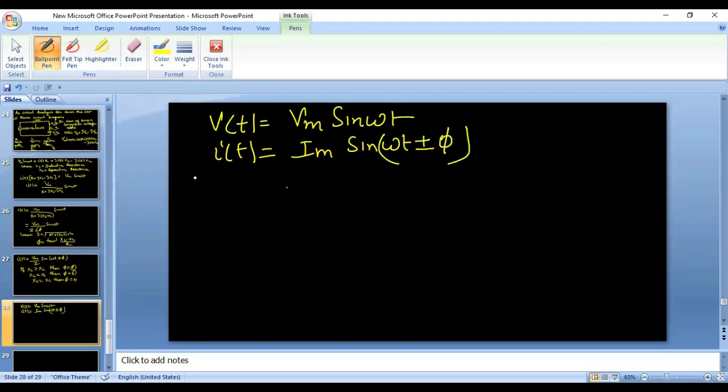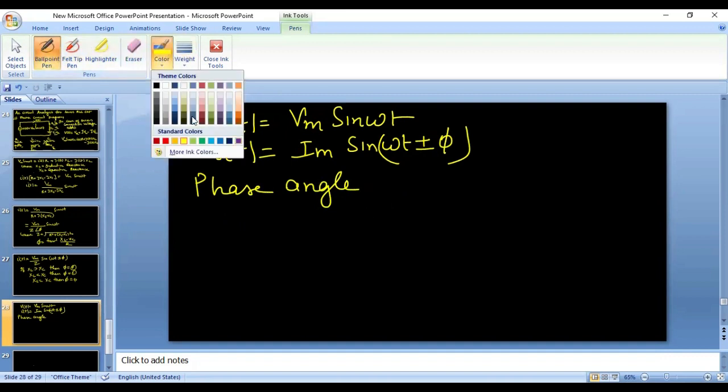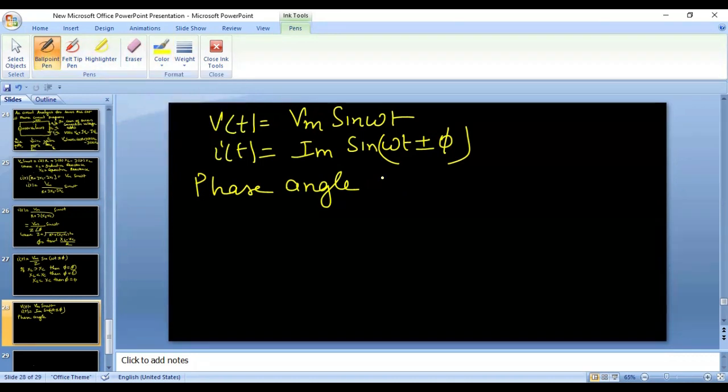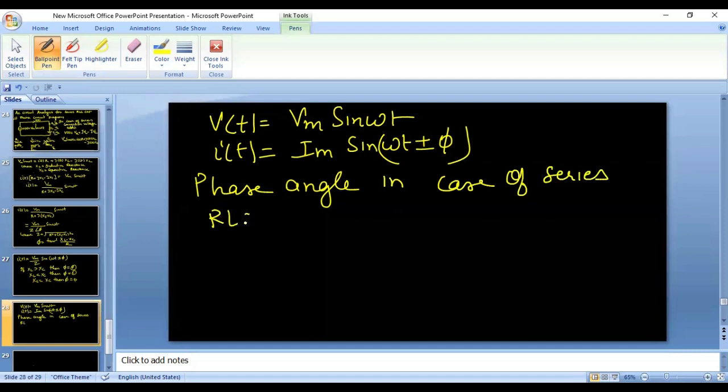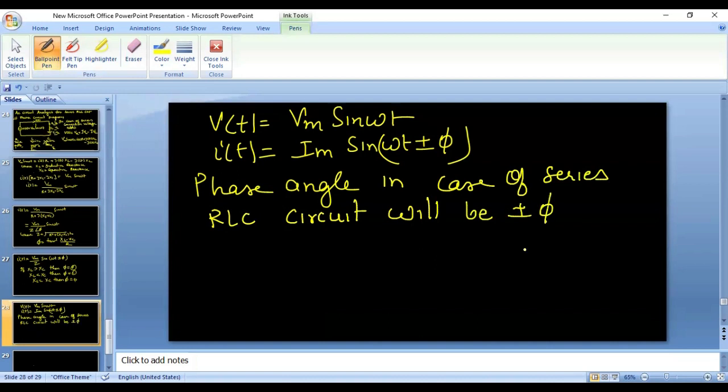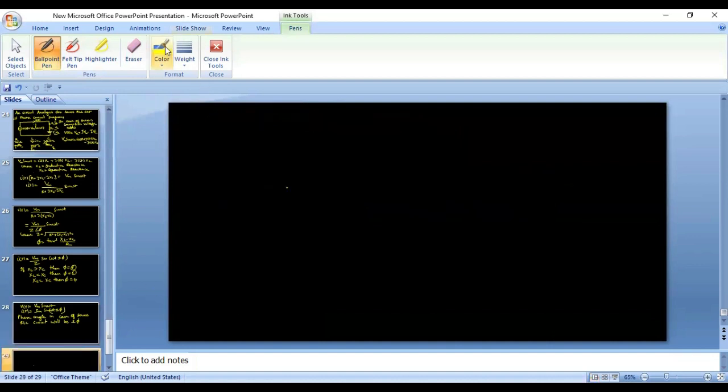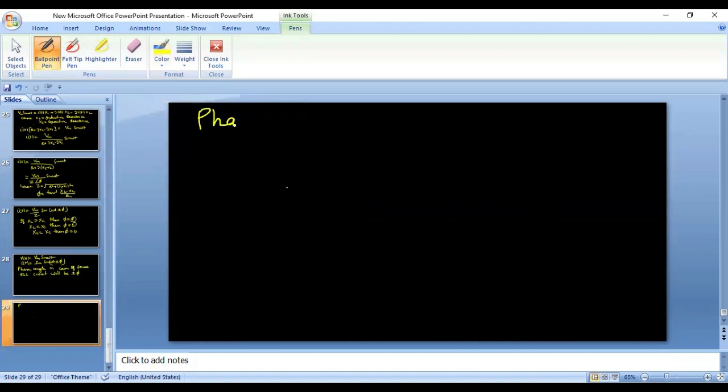So you can see that the phase angle in case of a series RLC circuit will be plus minus phi. That means the current can lag, and it can also lead, depending on the values of XL and XC. Now coming to its phasor diagram.